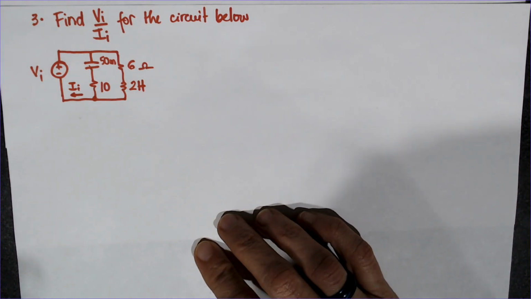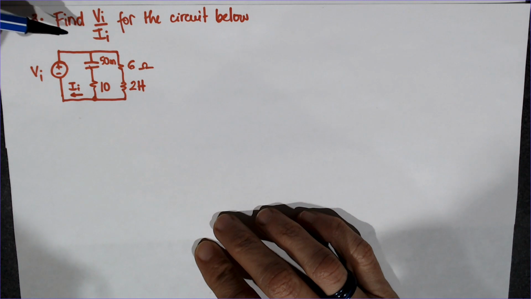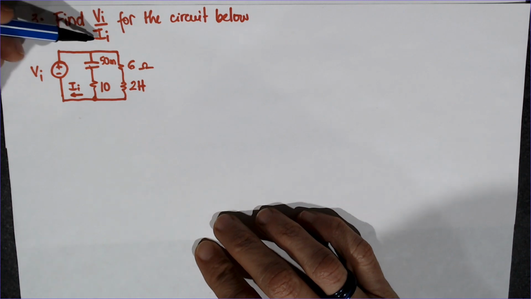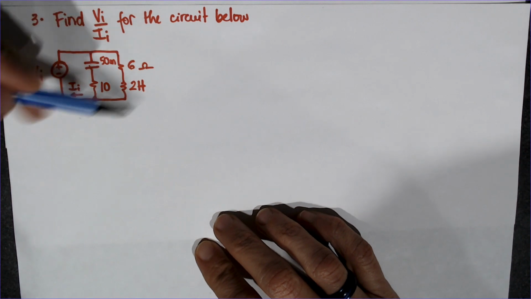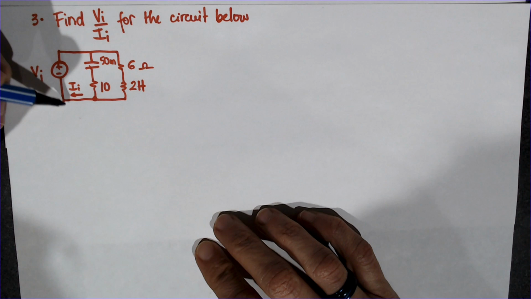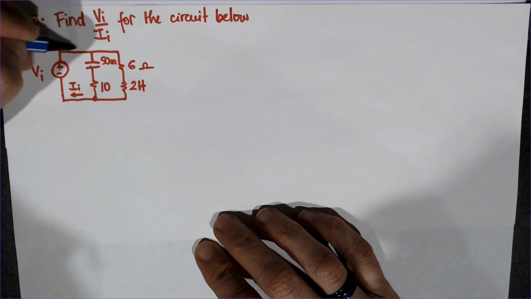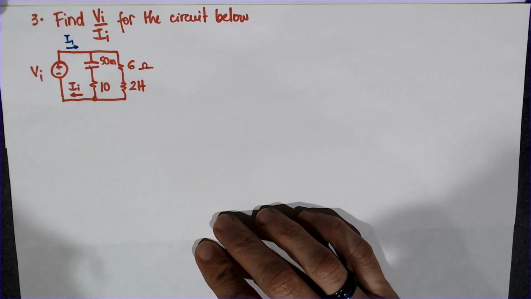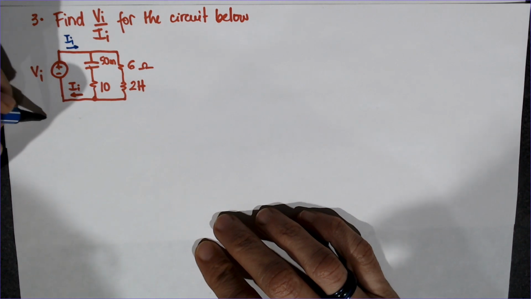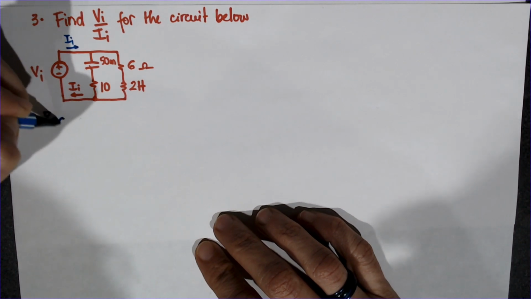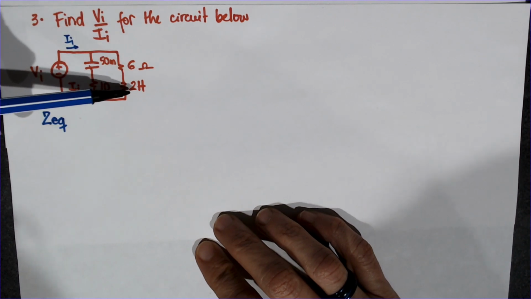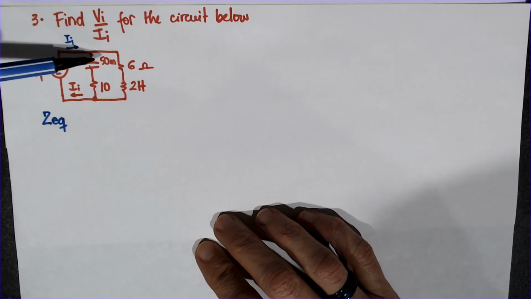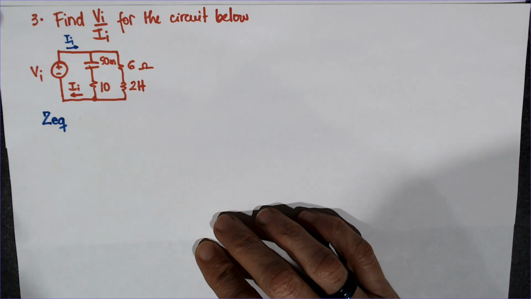Okay, so this is a little bit more challenging. The question is asking V_I over I_I. You can see this as wanting to know the impedance of the whole circuit. So really this voltage divided by this current here is the transfer impedance. So it's really Z equivalent that we're looking at, which is the parallel of the 6 ohms plus the 2 Henry and the 50 millifarads plus the 10 ohms.